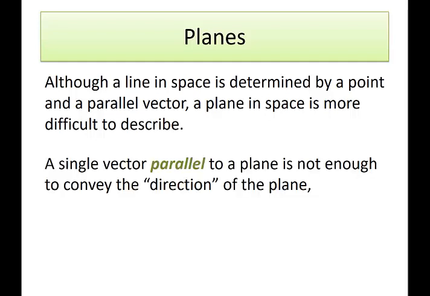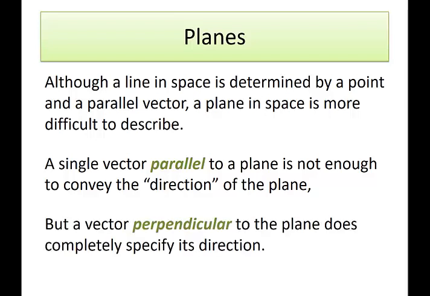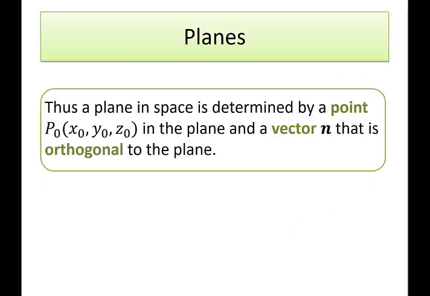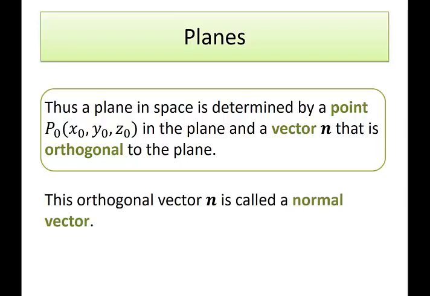A single vector which is parallel to a plane is not enough to fully convey the direction of that plane. But a vector perpendicular to the plane does completely specify its direction. And so a plane in space is going to be determined by a point P naught, which is in the plane, and a vector n that is orthogonal to the plane. This orthogonal vector n is also called the normal vector to the plane.